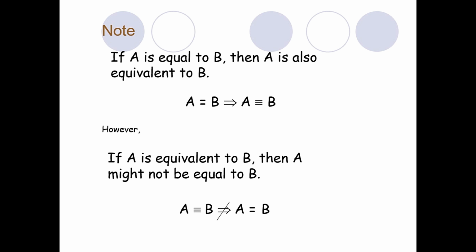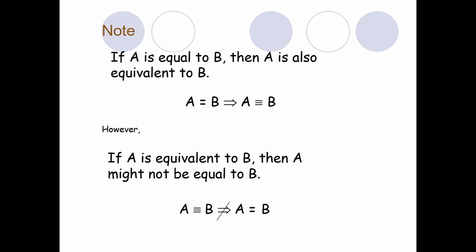For example, if set A is 1, 2, 3, and 4, while set B is 5, 6, 7, and 8. Now, set A has 4 elements, while set B has 4 elements. So they are considered equivalent sets, but they are not considered equal sets because the elements in A are not the same as the elements in B. Okay, I hope you got that one, math learners.